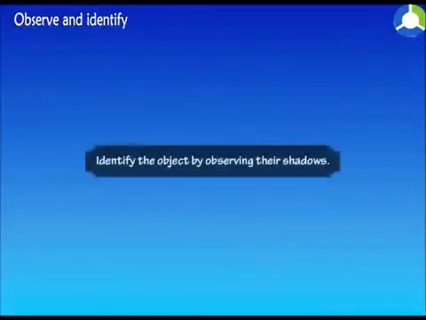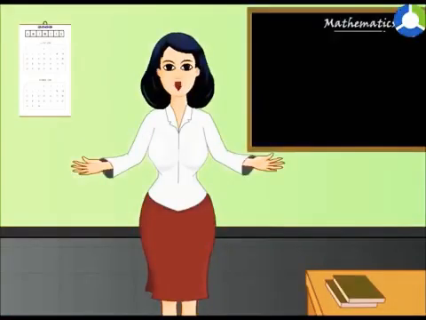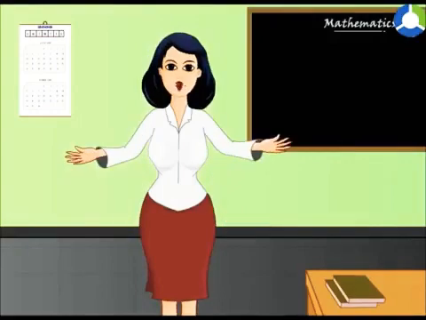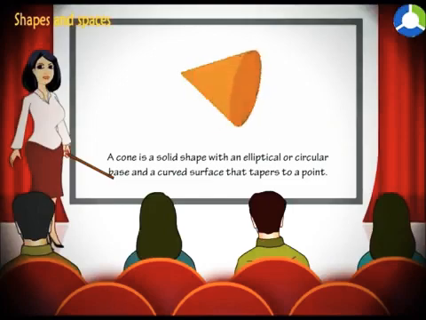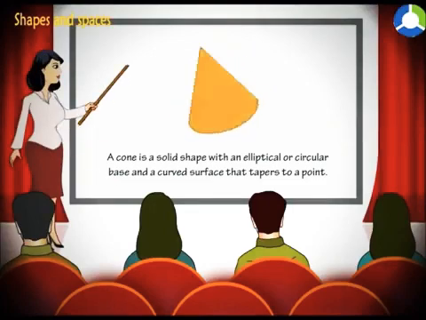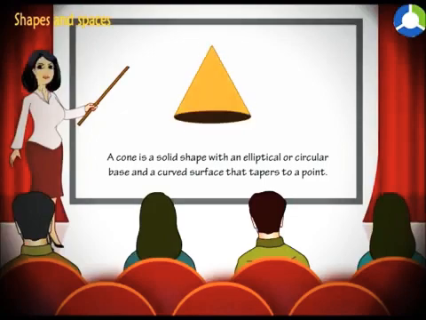Observe and identify. Identify the object by observing their shadows. Hi, I'm Teacher Anne. I'll give you some extra knowledge related to the topics. A cone is a solid shape with an elliptical or circular base and a curved surface that tapers to a point.